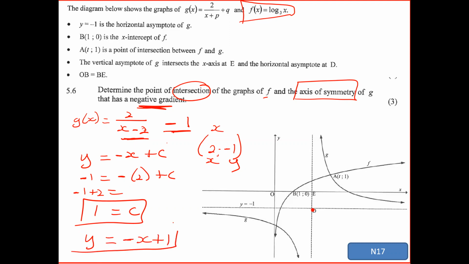Are we all in agreement? Yes or no? Yes, all good, sir. Some of you are doubting this.